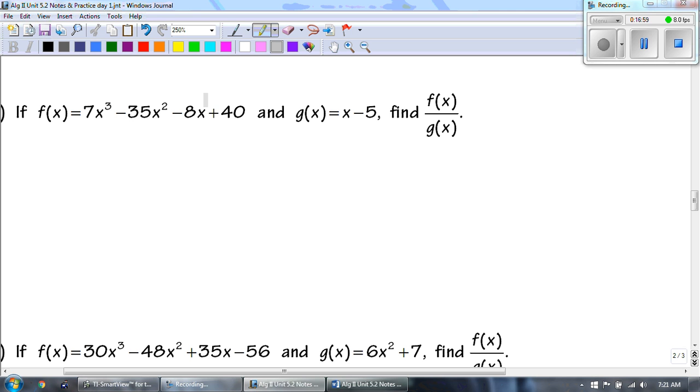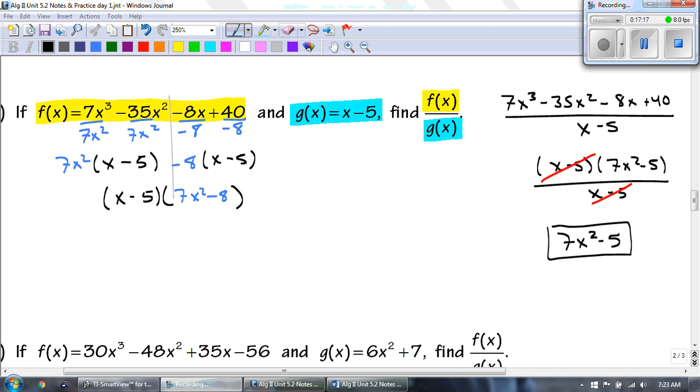All right, number 12. Why don't you see if you can do 12 all on your own? Okay, go ahead and pause the video and good luck. Okay, and your final answer, you should have gotten 7x squared minus 5. Right, I'm sorry, not minus 5, minus 8. Sorry, I wrote that down wrong. Sorry, that should have been an 8. It said 8 over here too. I got it right there.